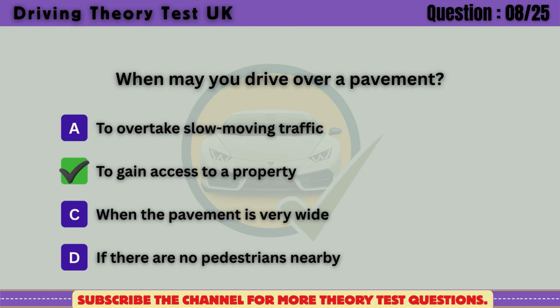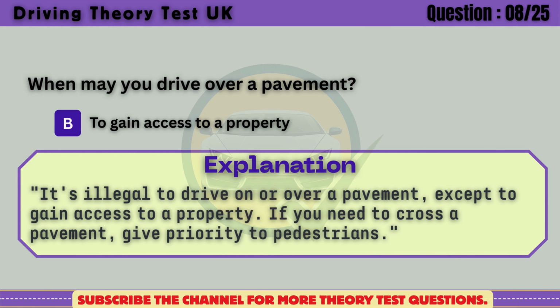Answer was B. To gain access to a property. It's illegal to drive on or over a pavement, except to gain access to a property. If you need to cross a pavement, give priority to pedestrians.